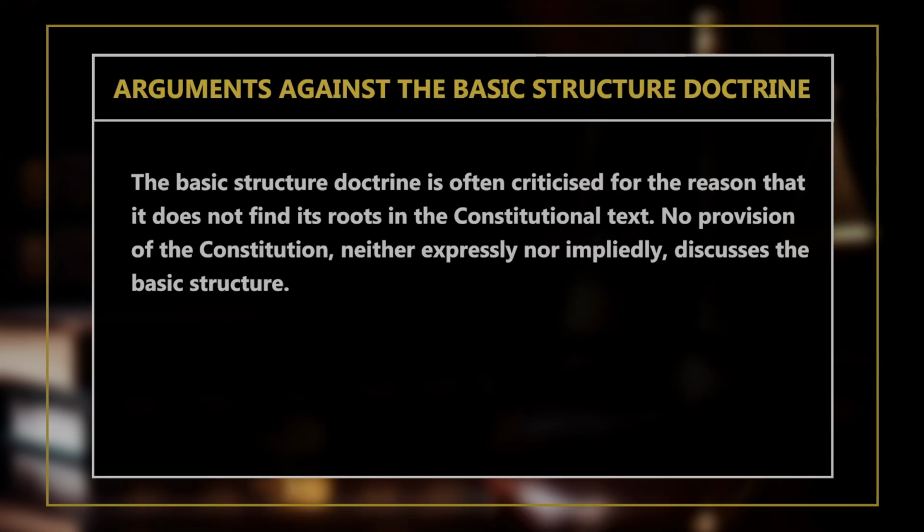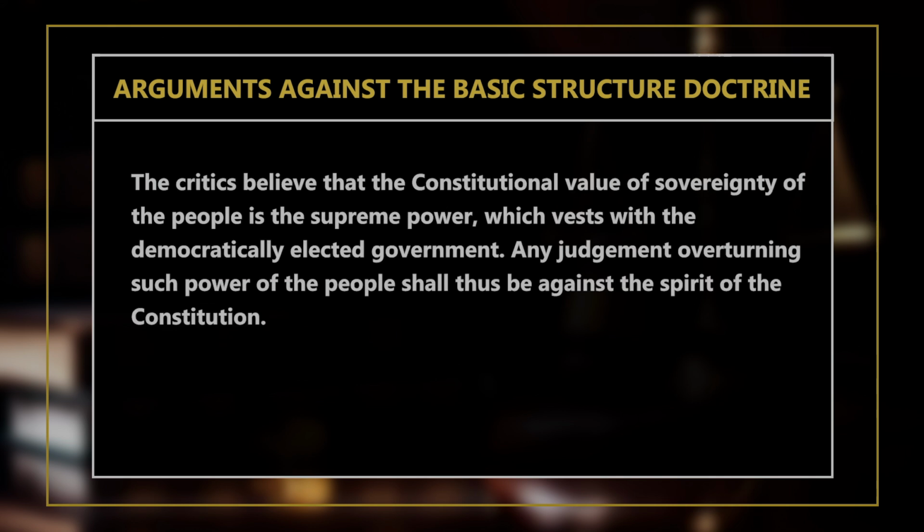Now let's have a discussion about the arguments that go against the basic structure doctrine. The basic structure doctrine is often criticized for the reason that it does not find its roots in the constitutional text. No provision of the Constitution, neither expressly nor implicitly, discusses the basic structure. The critics believe that the constitutional value of sovereignty of people is the supreme power which vests with the democratically elected government. Any judgment overturning such power of people shall thus be against the spirit of the Constitution.